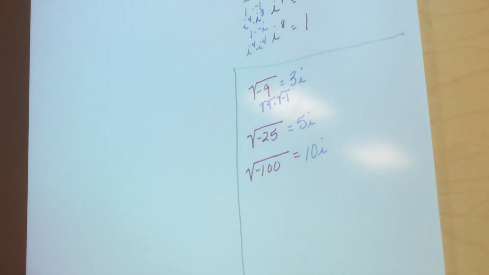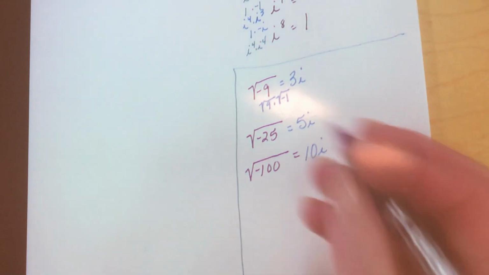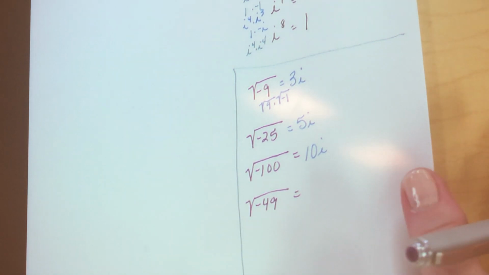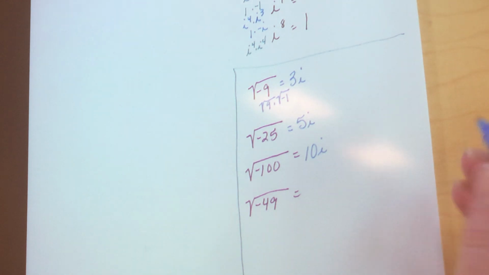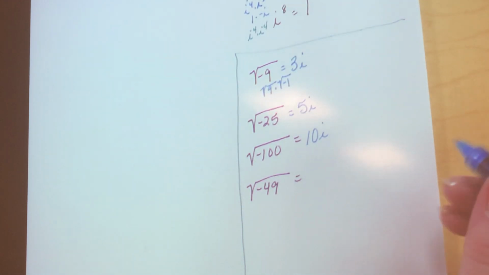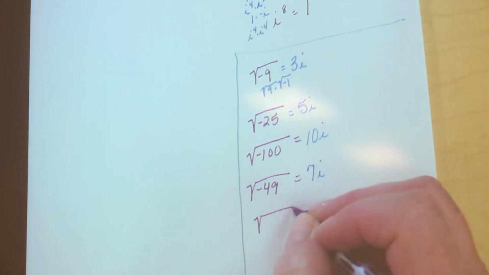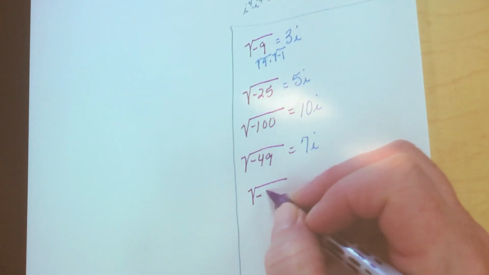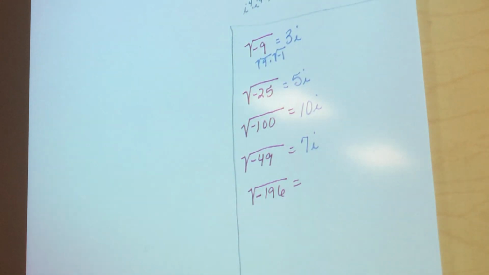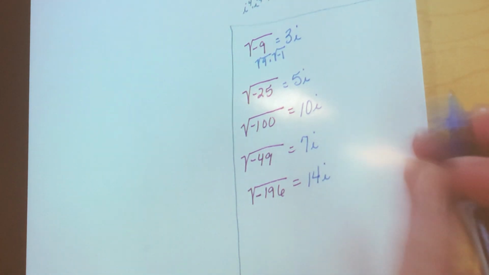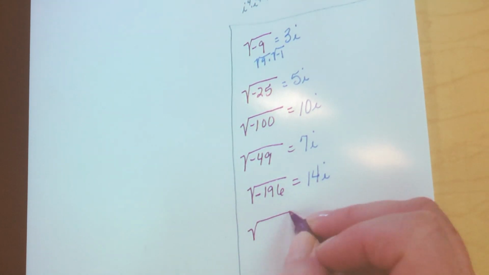Riley, so it's always going to be like a perfect square? No. I'm going to do one of those, I'm going to get to it. So what about the square root of negative 49? Don't say it out loud, just write it down on your paper. Tell me what you got. 7i, very good. What about the square root of negative 196? Don't say it. Tell me what you got. 14i. Very good.